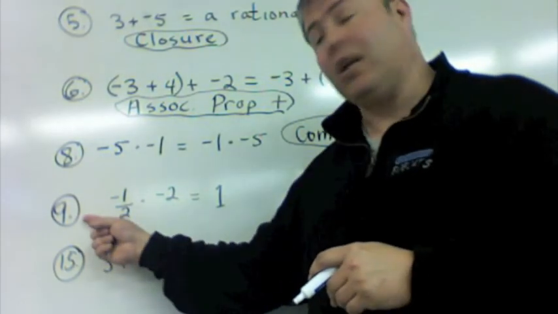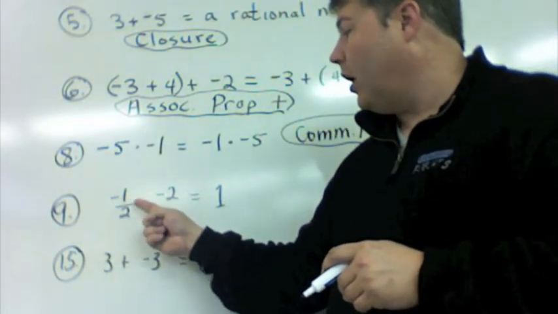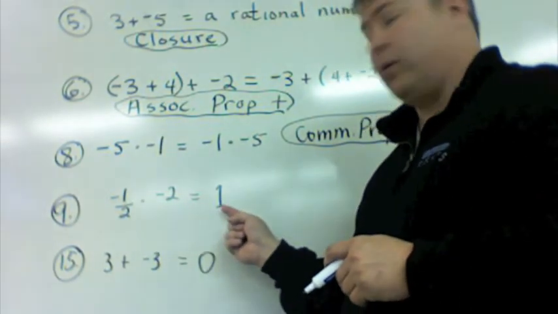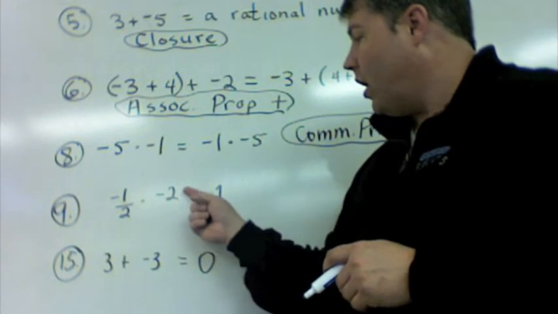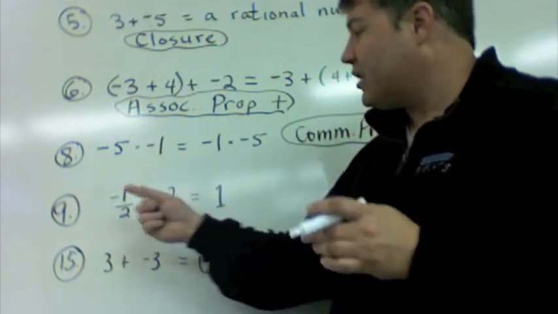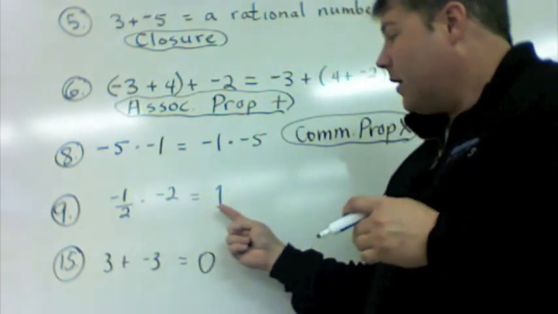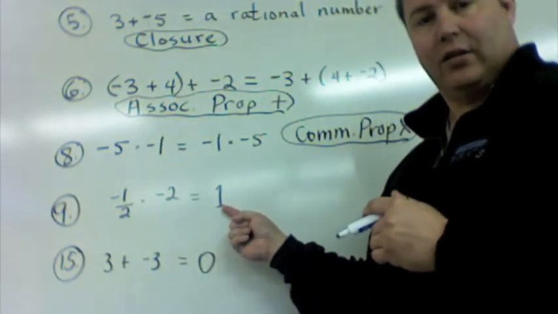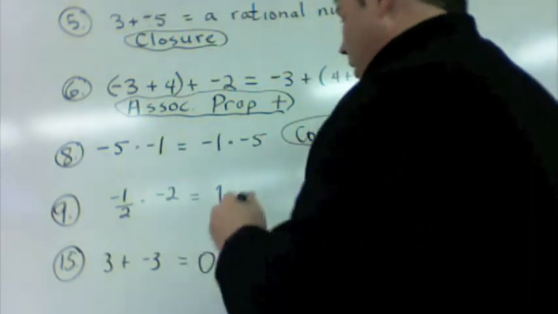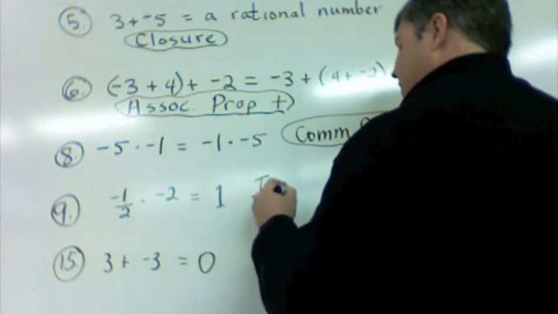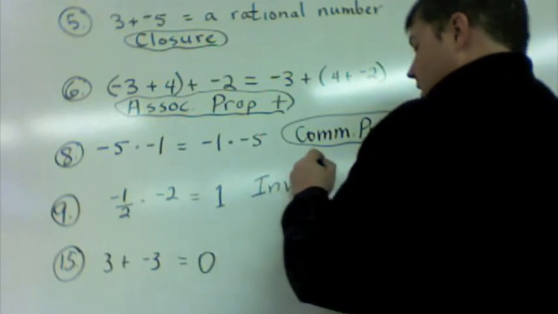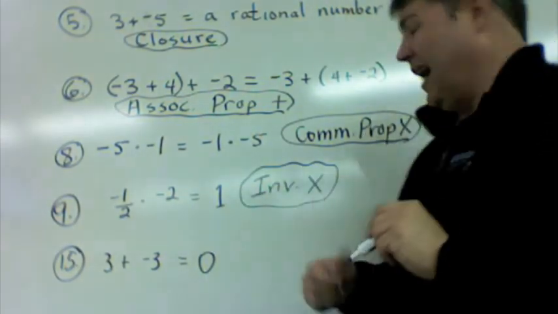All right, now number 9 on the worksheet. -1/2 times -2 equals 1. Well, here 2 on top, there 2 on bottom. These are inverses. And what property says when you multiply inverses, you can get 1 as an answer? This is a multiplication property of inverse, okay? Or inverse, INV, multiplication. So I'll just put inverse times. Inverse property of multiplication. I can abbreviate like that.